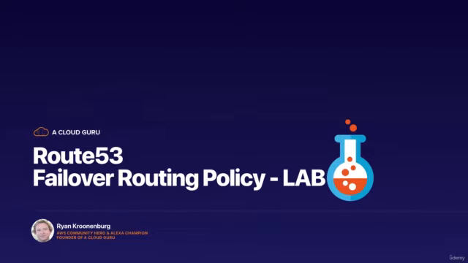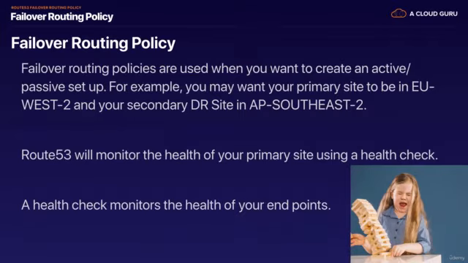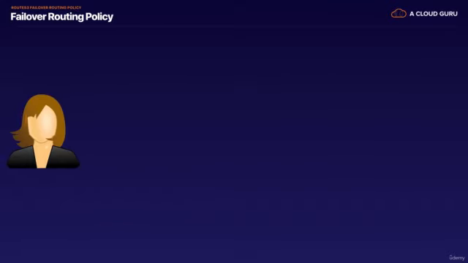In this lecture, we're going to learn about failover routing policies. Failover routing policies are used when you want to create an active-passive setup. For example, you may want your primary site to be in EU West 2 and your secondary DR site to be in AP Southeast 2. Route 53 will monitor the health of your primary site using a health check, and a health check just monitors the health of your endpoints.